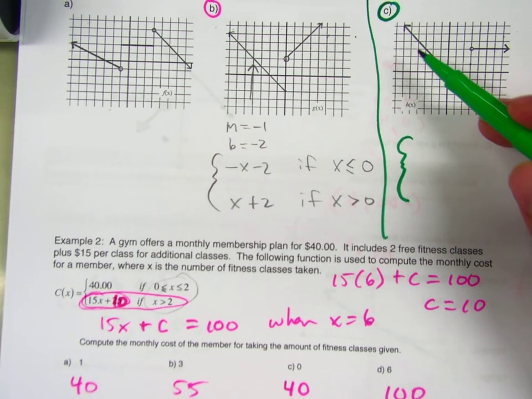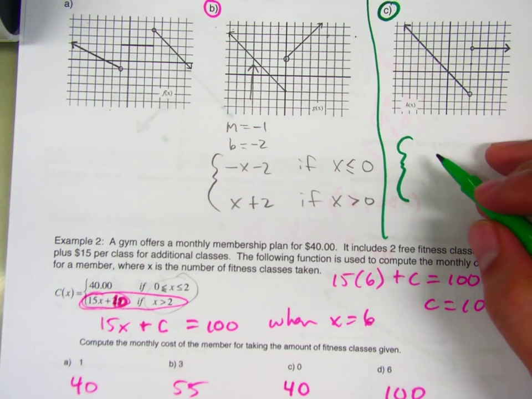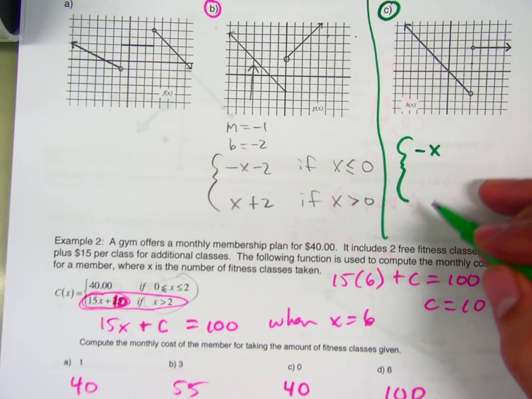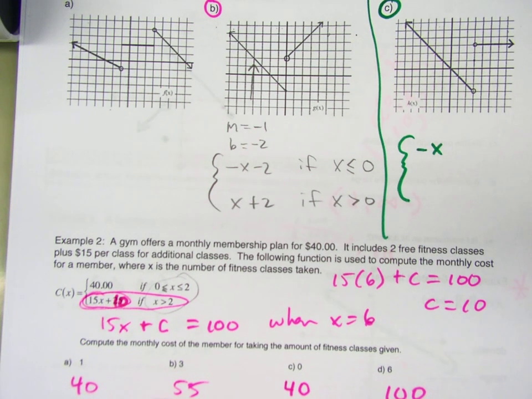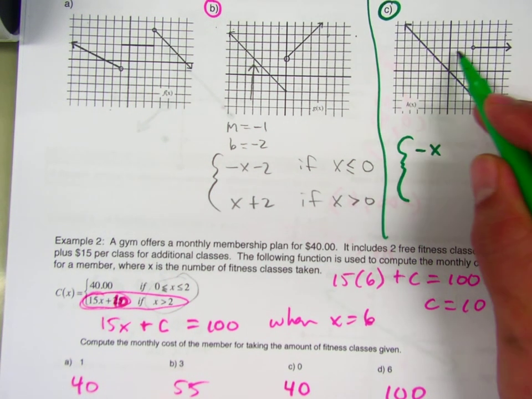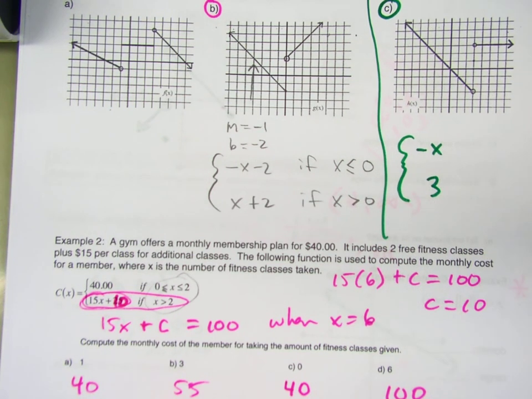Okay. What's the equation for this line here? Negative x. Just negative x. There's the y-intercept 0. You could have plus 0, but we don't need that, right? That doesn't change anything. What's the equation for this line? Just 3. Everybody good with those two sections? Okay.